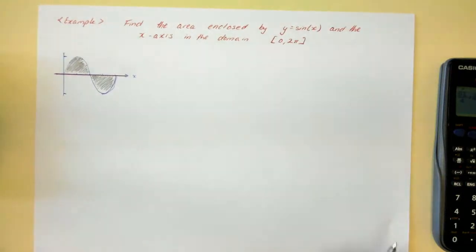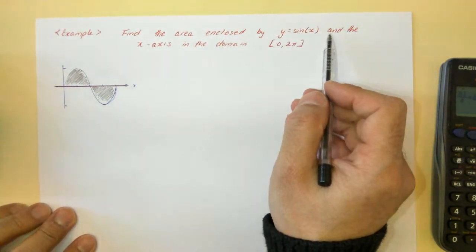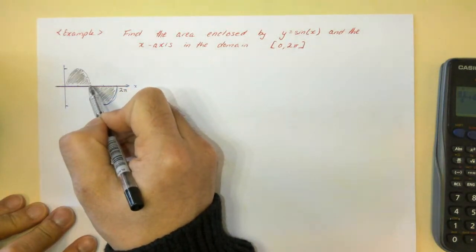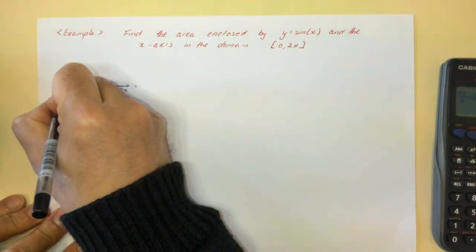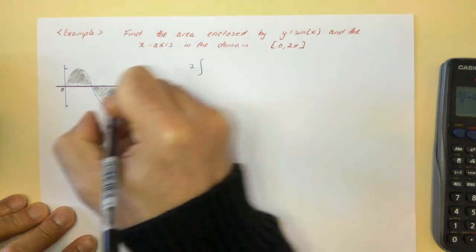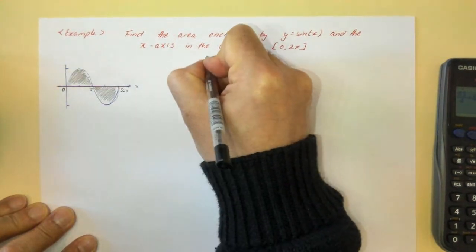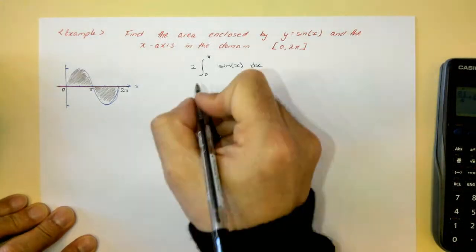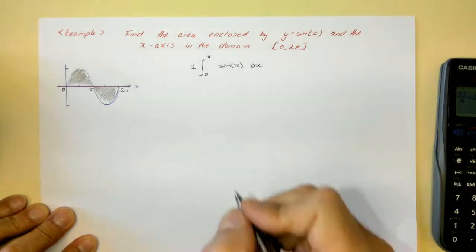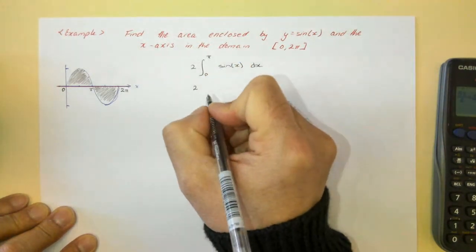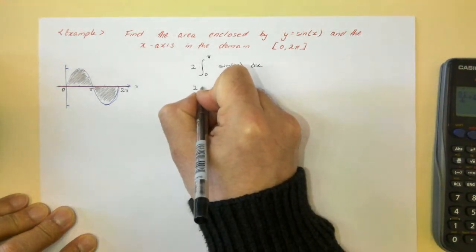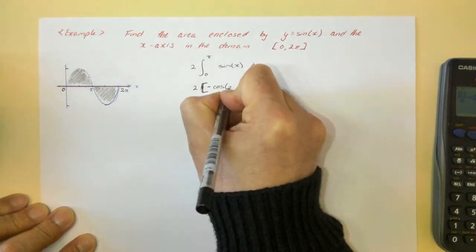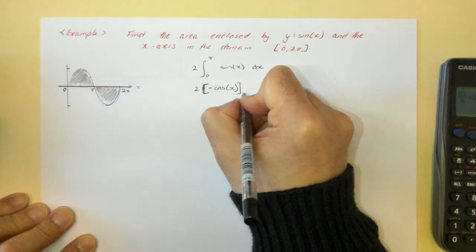let's do a trig function. We want to find the area enclosed by y equals sine x and the x-axis in the domain from 0 to 2 pi. Now if we think about this, this area will cancel out this area. So what I really want to do is I actually only want to double the area of the integral from 0 to pi of sine x dx. Okay, so when we want to integrate sine x, what we're going to get is negative cos x. Okay, and that's going to be from 0 to pi.